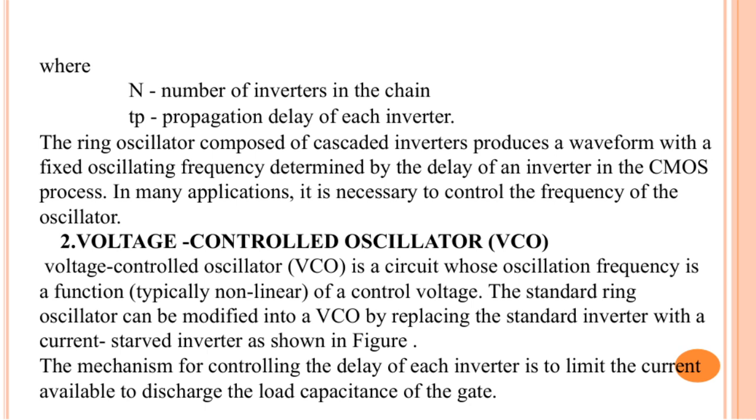To convert a standard ring oscillator into a VCO, we replace the usual inverters with what's called current-starved inverters. This modification allows us to control the delay time of each inverter. The way this control works is by limiting the current that can discharge the load capacitance of the gate. By restricting this current, we effectively control how long each inverter takes to switch, which in turn controls the overall frequency of the oscillator. This approach is crucial for fine-tuning signals in many electronic systems.